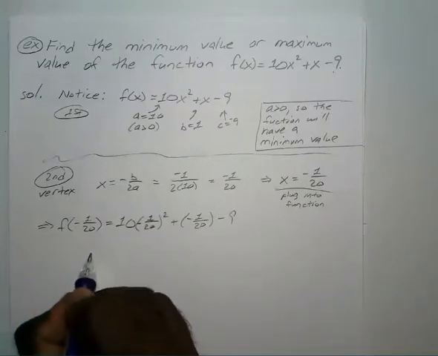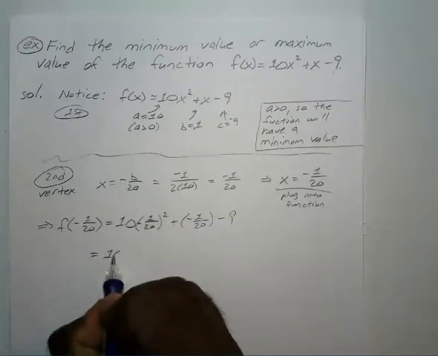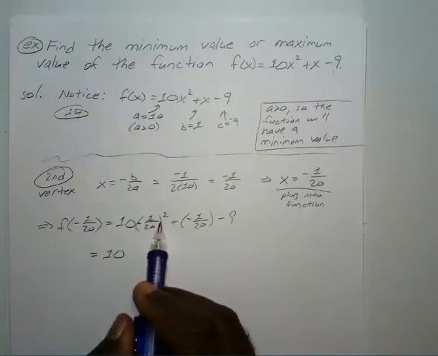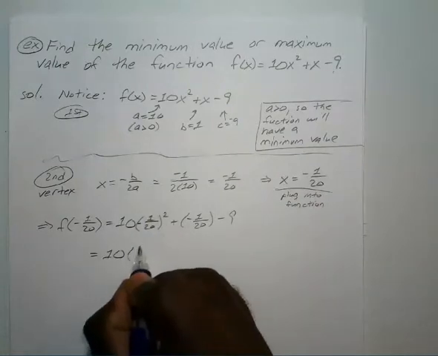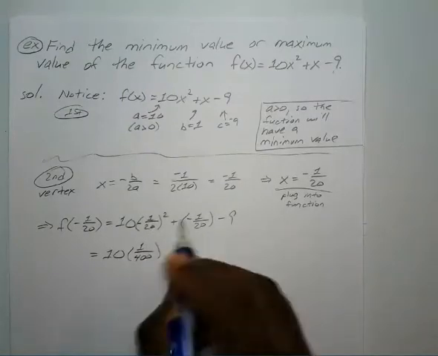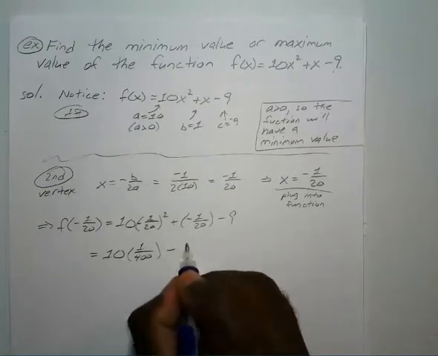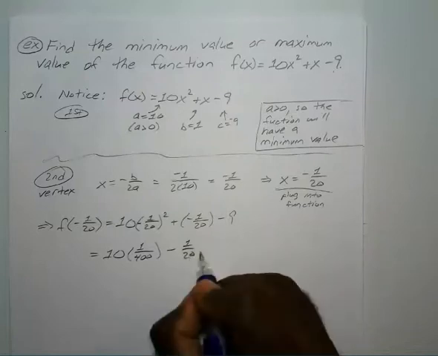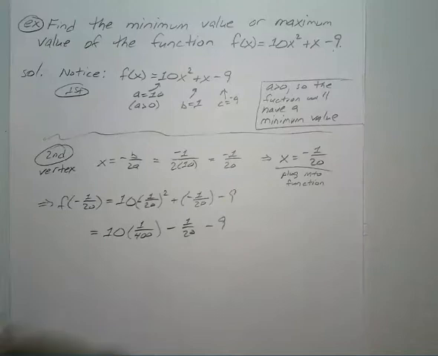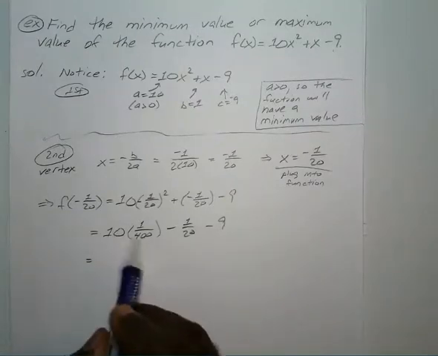Alright, so if we go ahead and start simplifying, negative 1 over 20 squared is 1 squared. Well, negative times negative would be positive, so that would be 1 squared, which is 1, over 20 squared, which is 400, plus negative 1 over 20 is just minus 1 over 20, minus 9. Okay, so this will give us the 10 and the 400 will actually simplify.